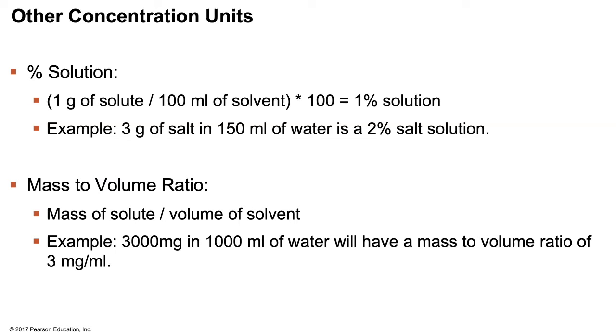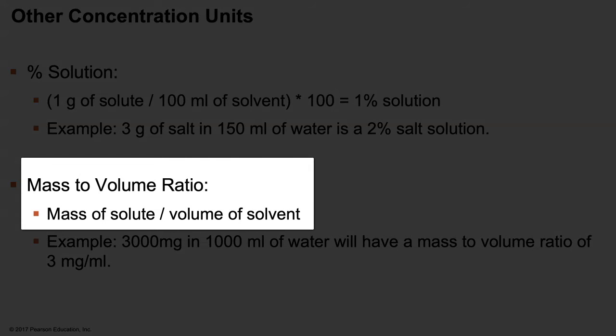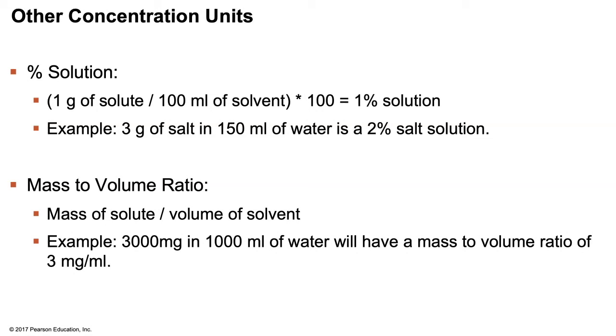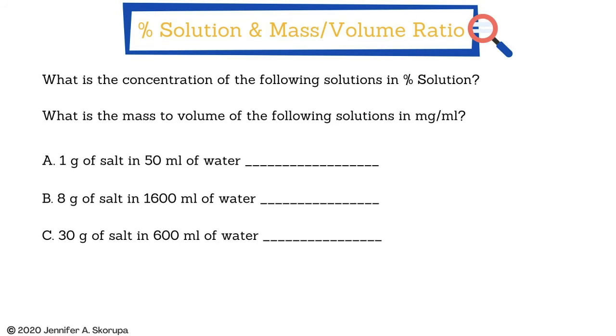And finally, the mass to volume ratio uses any mass of solute divided by any volume of solvent. For example, if you have a solution of 3,000 milligrams in 1,000 milliliters of water, 3,000 milligrams divided by 1,000 milliliters will give you a mass to volume ratio of 3 mg per mL, or 3 milligrams per milliliter. And always remember your units. Here are a few more practice problems for percent solutions and mass to volume ratio. Pause the video and give them a try.